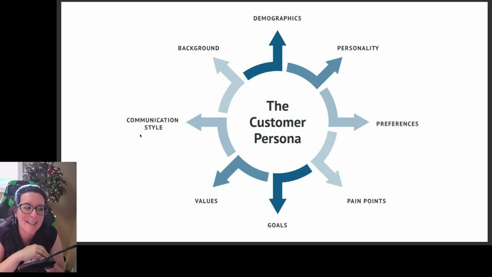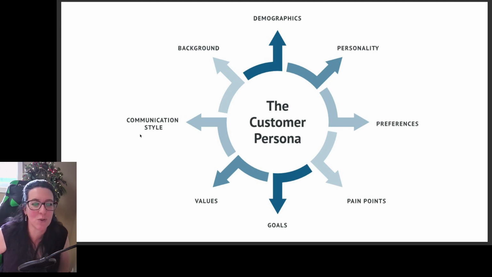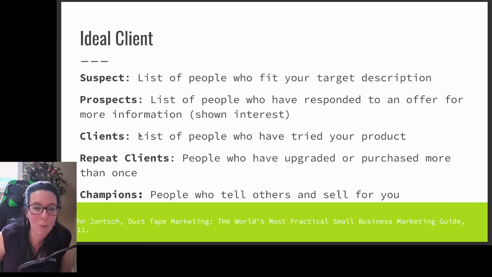So what is it in terms of their preferences, what they like and dislike? What are their demographics? We're looking at where they're located, their socioeconomic status, in terms of income level. Are there certain characteristics that help us understand who is more likely to be an ideal client for us? That is, can we identify certain characteristics that make people more likely to go from suspect to champion?